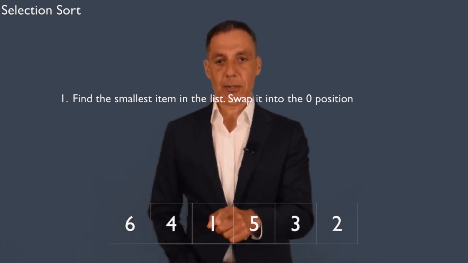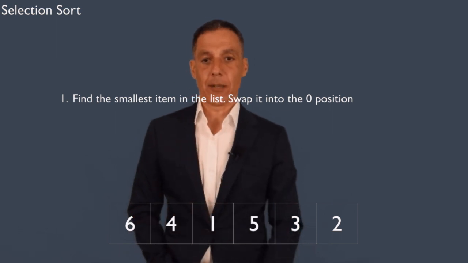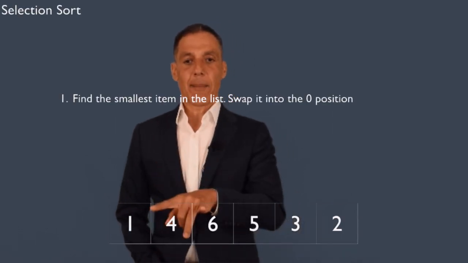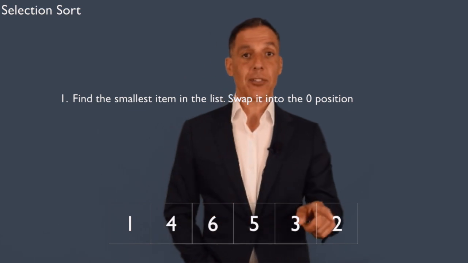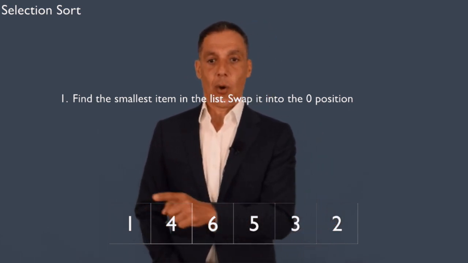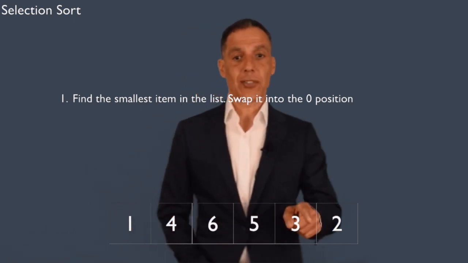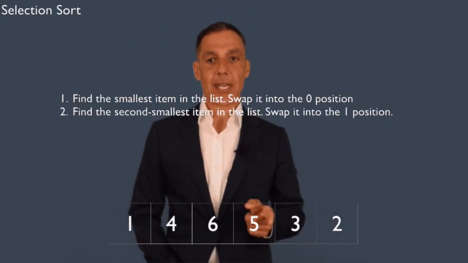So I'm going to go through here. There's the smallest item in the list, and so I'm going to swap it with that item. So it'll look like this. Why am I doing that? Well, if it's the smallest item in the list, it belongs in the first position. So I now know that that number is in the right position because it's the smallest element in the list.